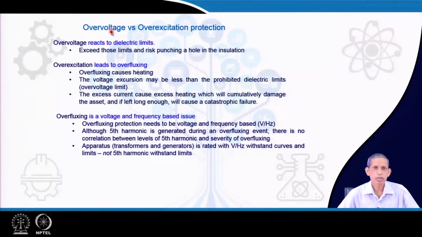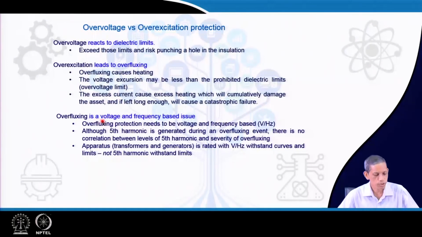Over voltage leads to stress in the dielectrics and also leads to thermal heating, and that is a slow process, not that fast. Overexcitation also leads to overfluxing, and that also leads to heating of the transformer, and those should be taken care of individually. Over voltage protection should be there, and overexcitation protection should also be there.